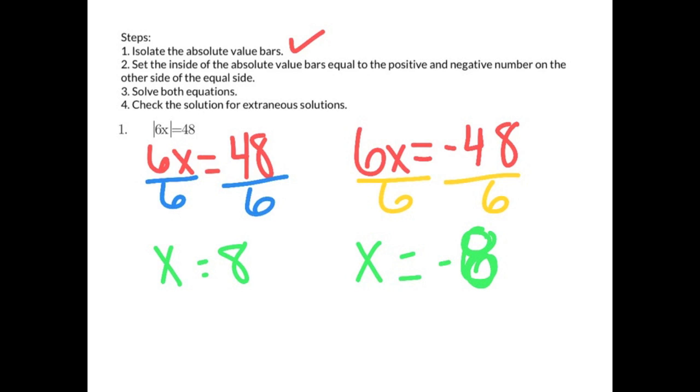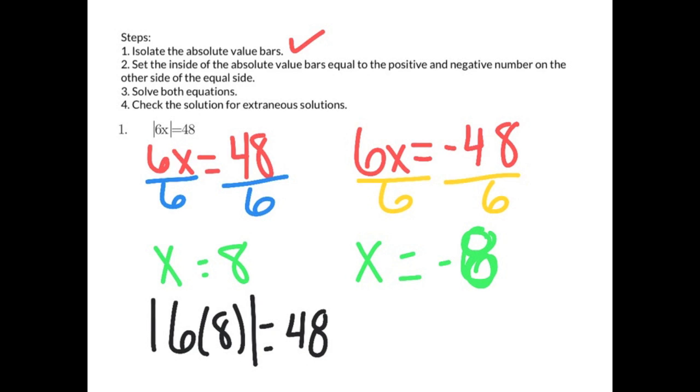All right. Now, step 4 says check the solutions for extraneous solution. Extraneous solutions are just when you plug the number back in and it's not true. All right, but we're going to check this to see if it works. All right. So I'm just going to plug it back in. And when I plug it back into the original, which is up here, I have 6 times 8, which is what I got here. And that is indeed equal to 48.